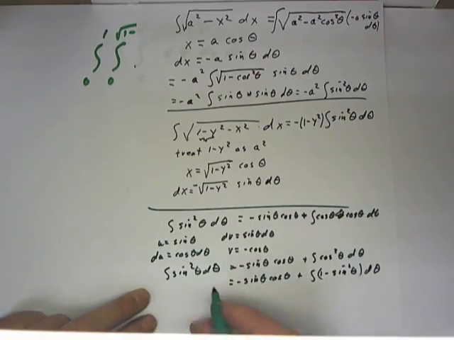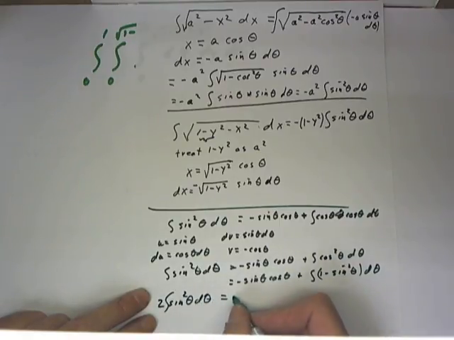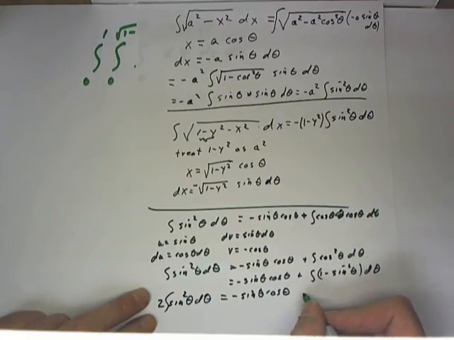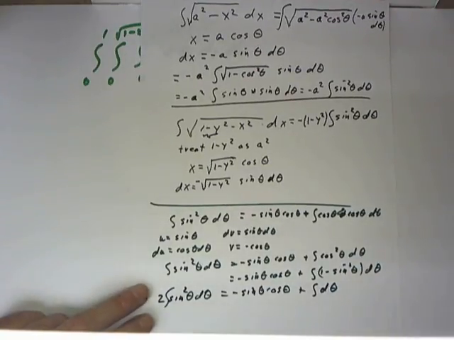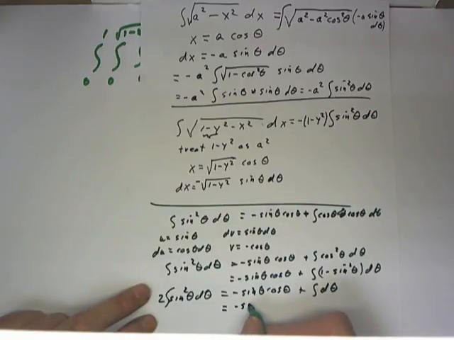d theta. The minus integral of sine squared theta d theta allows us to add the integral of sine squared theta d theta to both sides, obtaining 2 times the integral of sine squared theta d theta equals negative sine theta cosine theta plus the integral of just 1 d theta, which is just the integral of d theta, so that this side becomes negative sine theta cosine theta plus theta.